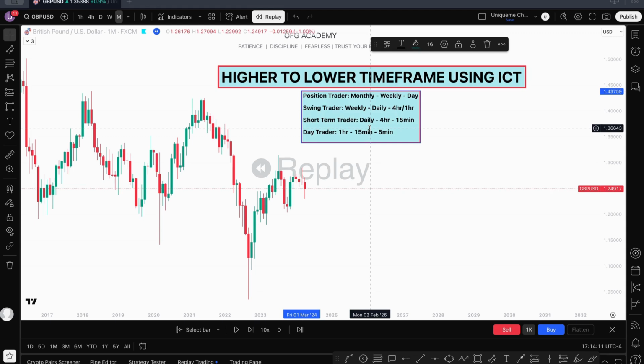I am a swing trader. And why am I a swing trader? I'm a swing trader because I go to work every day, so I can't sit down in the chart like short-term traders or day traders. I have to work. Now you're going to ask yourself, what kind of trader do I want to be?